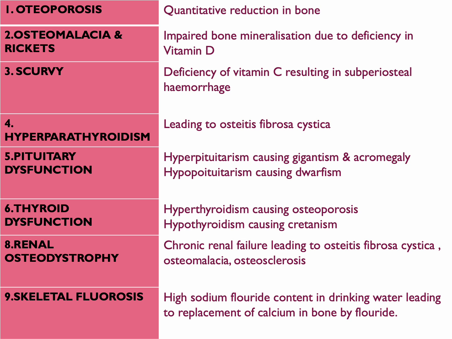Then thyroid dysfunction, as I told you, both hyper as well as hypo are problematic. Hyperthyroidism causes osteoporosis, hypothyroidism causes cretinism. Then renal osteodystrophy. In some patients with chronic renal failure, those patients will have osteitis fibrosa cystica in the long term, as well as osteomalacia and osteosclerosis. Then skeletal fluorosis. High sodium fluoride content in drinking water can lead to replacement of calcium in bone by fluoride.